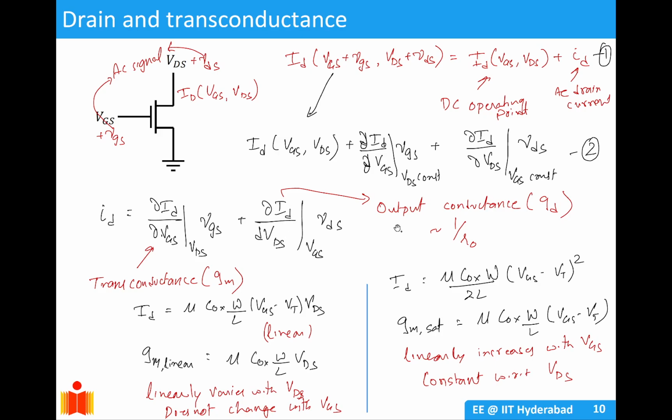One is your output conductance or drain conductance, which is inversely proportional to your output resistance, and the other is your transconductance, which is del ID by del VGS. Transconductance is calculated as the slope from your transfer characteristics, and output conductance is calculated from your output characteristics.